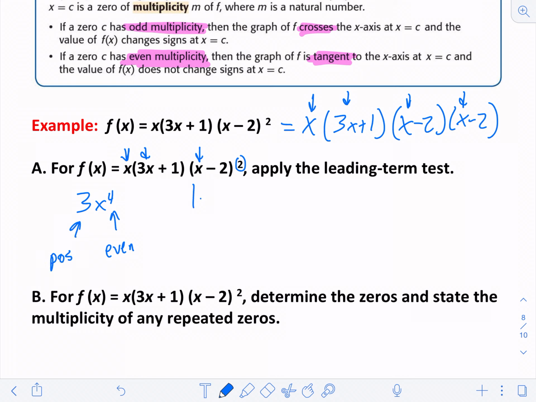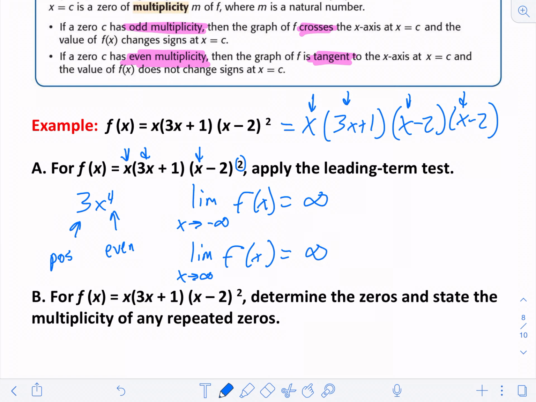So what does that mean for our end behavior? The limit as x approaches negative infinity, meaning the left-hand side of the graph, is going to go up towards infinity. And the limit as x approaches infinity, the right-hand side of my graph, is also going to go up towards infinity. Because a positive leading coefficient with an even degree goes up on the left and the right-hand side. So there's our end behavior.